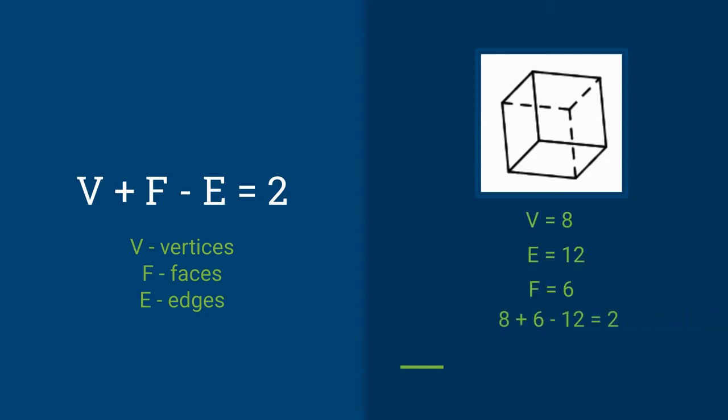So a little example to show you how it works is on this cube. There are 8 vertices, 12 edges, and 6 faces. And using the formula, since there are 8 vertices, you do 8 plus the 6 faces minus the 12 edges, and when you calculate that you would get 2.